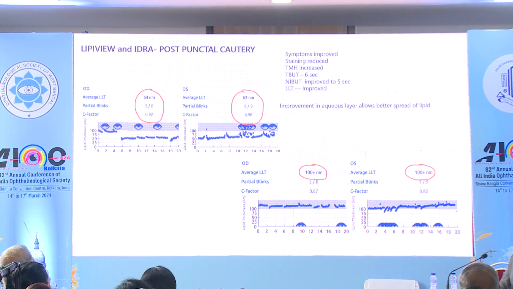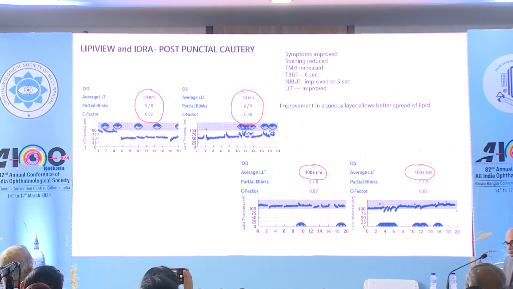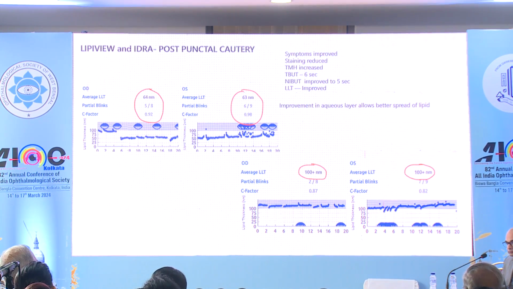So that was with the IDRA, and this is with the LipiView, where you're actually seeing the lipid layer of almost 100. So when you're looking at any of these equipments or machines, if you see a value which is too high, you still have to sometimes take it with a pinch of salt, because if it's a diffuse staining surface, the LLT might actually be high because it's not spreading across the surface. Similarly, just addressing the aqueous phase might actually improve the lipid level, because it allows the lipid to spread better on the ocular surface.